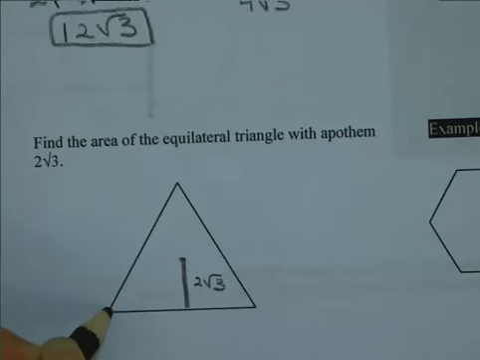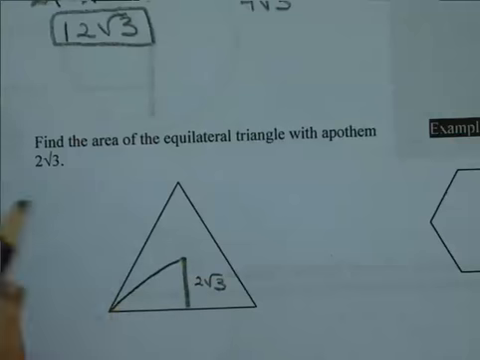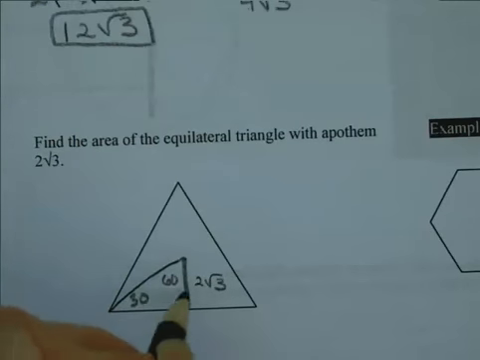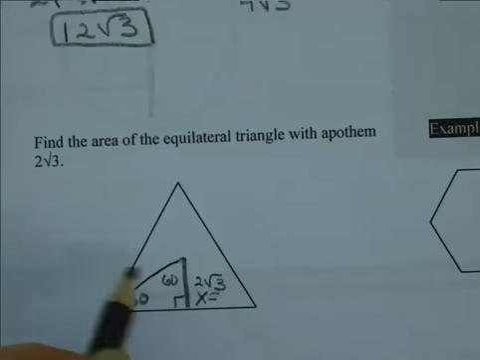So let's go ahead and draw the radius here. And remember again, this is 30, 60, 90. That's your x, and we don't need the 2x, but here's your x square root 3.